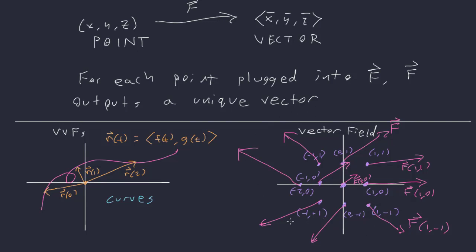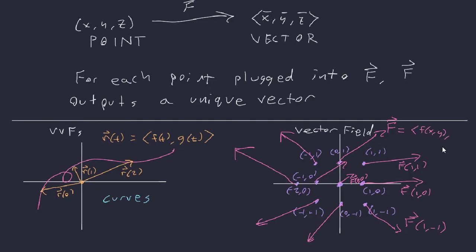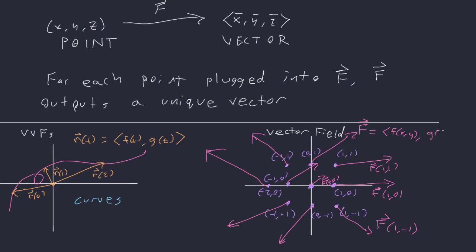At each point, capital F gives us a vector. That's why it's called a vector field, because when we graph this on a grid, it creates a field of vectors. And that is given by little f of x y and little g of x y, because each one of these at each point gives us a different value.